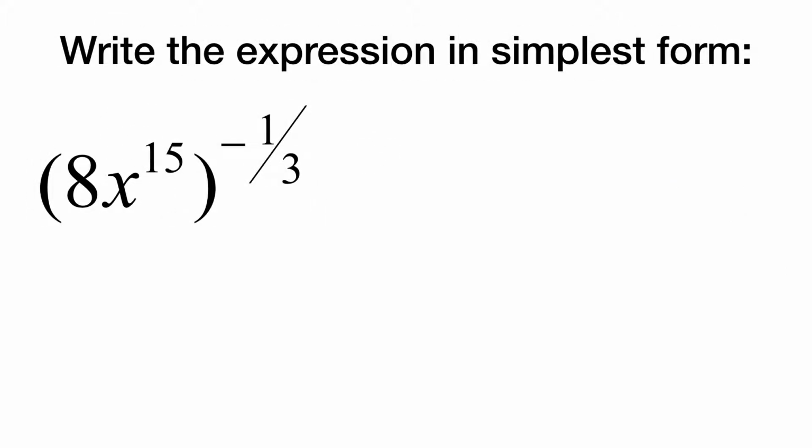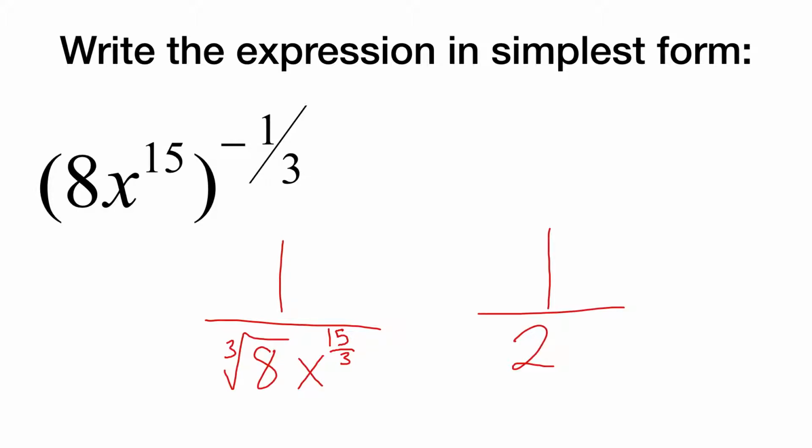Okay, let's try this one. And in this case, what we're going to do is we're going to say x to the negative 1/3. So 8 to the negative 1/3, I mean. So that really just means 1 over the cube root of 8. And then I'm just going to say x to the 15 over 3. So that becomes 1 over 2 x to the 5th. And that's actually it. We're done.